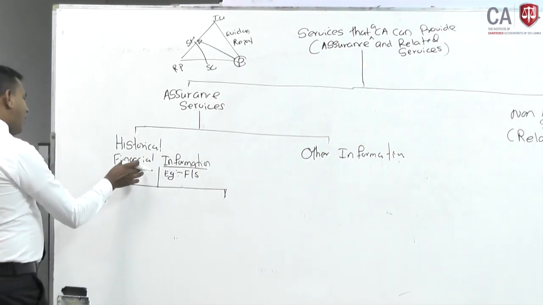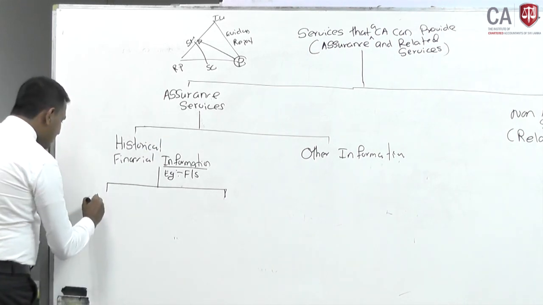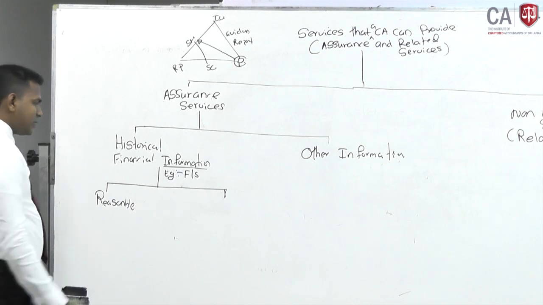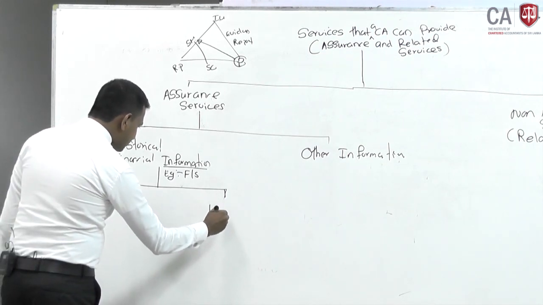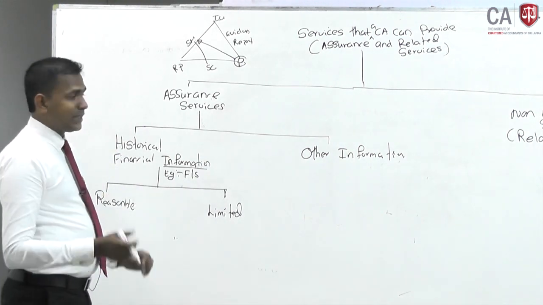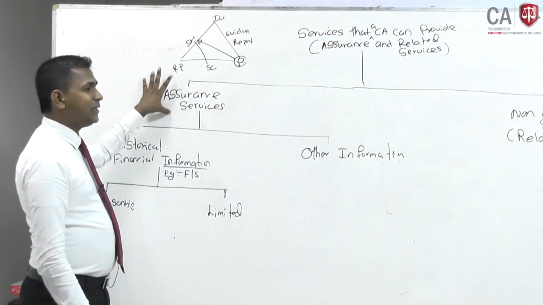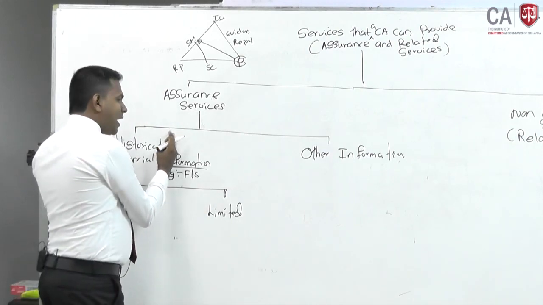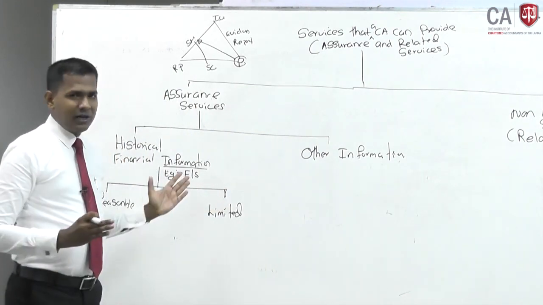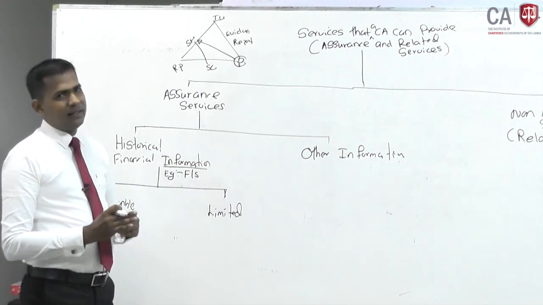On historical financial information, a chartered accountant can give either reasonable assurance or limited assurance. Now write down the second step. The first step is to see whether it is assurance or non-assurance work. If it is assurance work, see whether it is historical financial information or other information. I'll come to other information later.